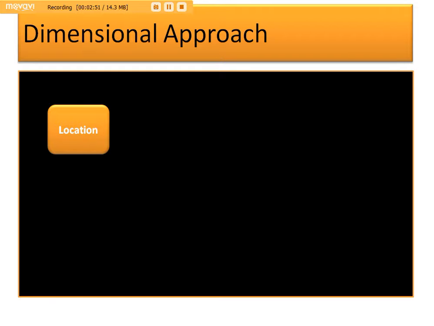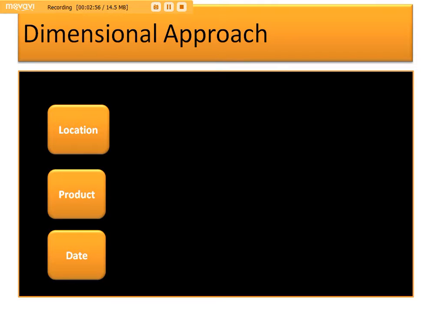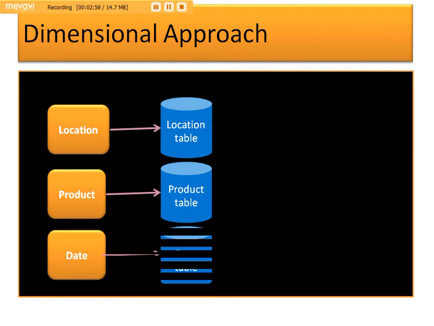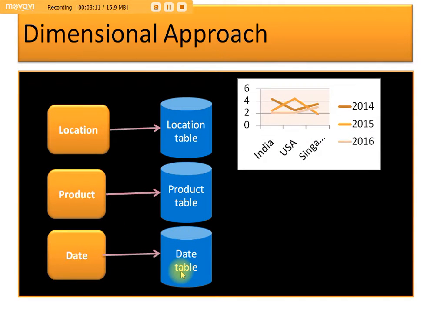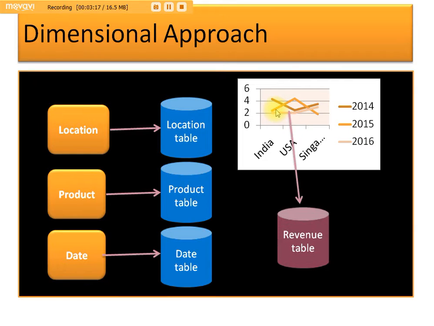So here the dimensional approach happens. Location and product dimensions are there. The data of location will be stored in the location dimension, product data in the product dimension, and date data in the date dimension table. The reporting information, whatever the revenue details, will be available in the revenue table, and that is called the fact table.